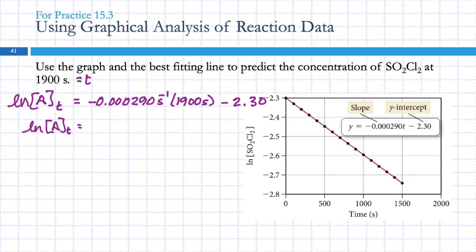The rate constant is positive, but in our equation it's negative kT. So we're using this equation right here. This is the slope, and the slope is negative k. In the actual equation, there's a negative in front of the k. Here k is a positive number, and that's the negative in front of the k.